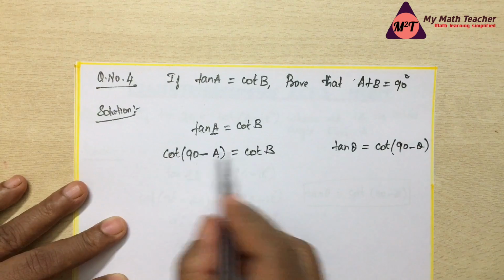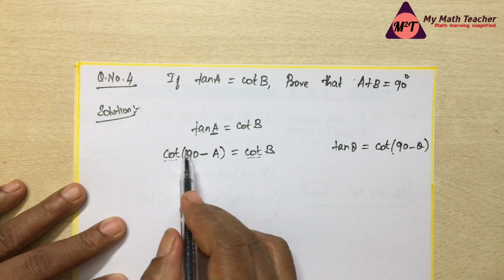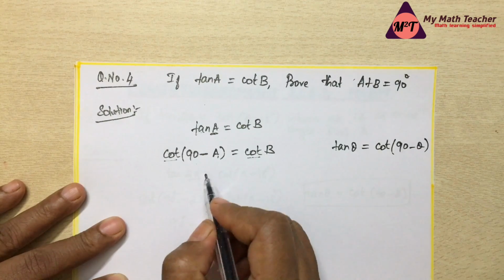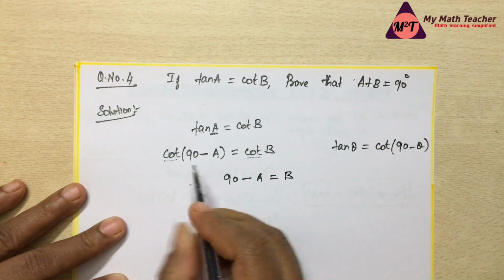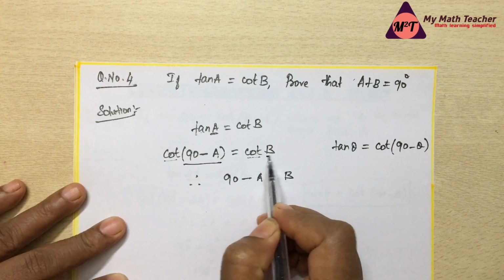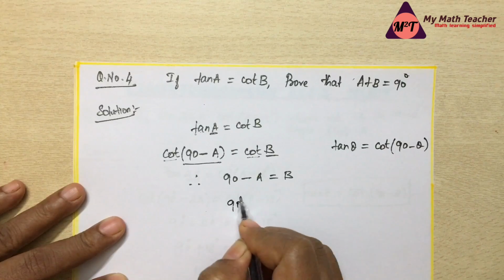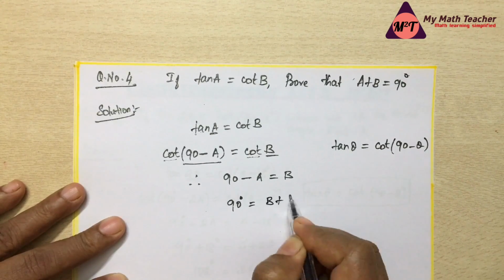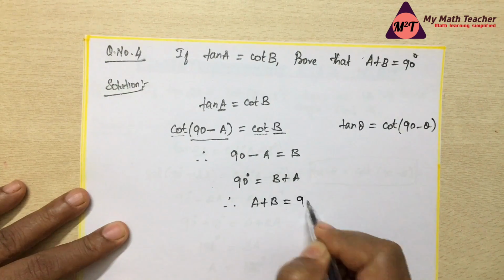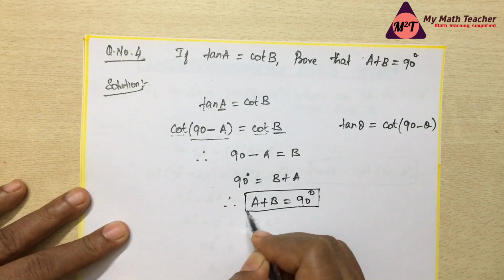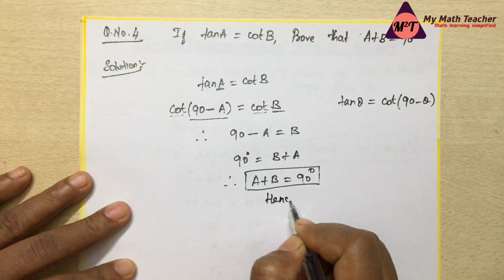Now equating on both the sides, as we know, cot and cot same ratio is present, which means the angles are also same. Therefore 90 degrees minus a is equal to b. So this angle is equal to this angle. Now bring the a to the opposite side. So 90 degrees is equal to b plus a. Therefore we can say a plus b is equal to 90 degrees. That is what we have to prove. A plus b is equal to 90 degrees. Hence proved.